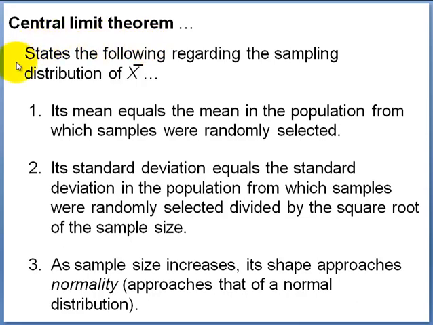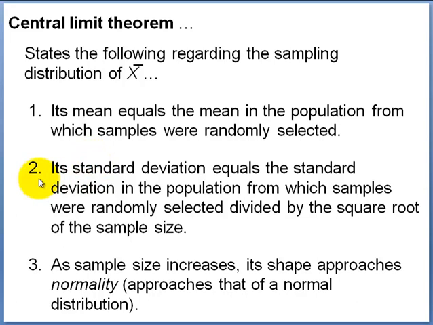The central limit theorem states 3 key points about the sampling distribution of the mean. The first point is that the mean of the sampling distribution of the mean, in other words, the sampling distribution of the mean is the plot of the means from the infinite number of random samples. Well, the mean of that distribution will equal the mean in the population from which samples were randomly selected. So there's the mean of our sampling distribution.